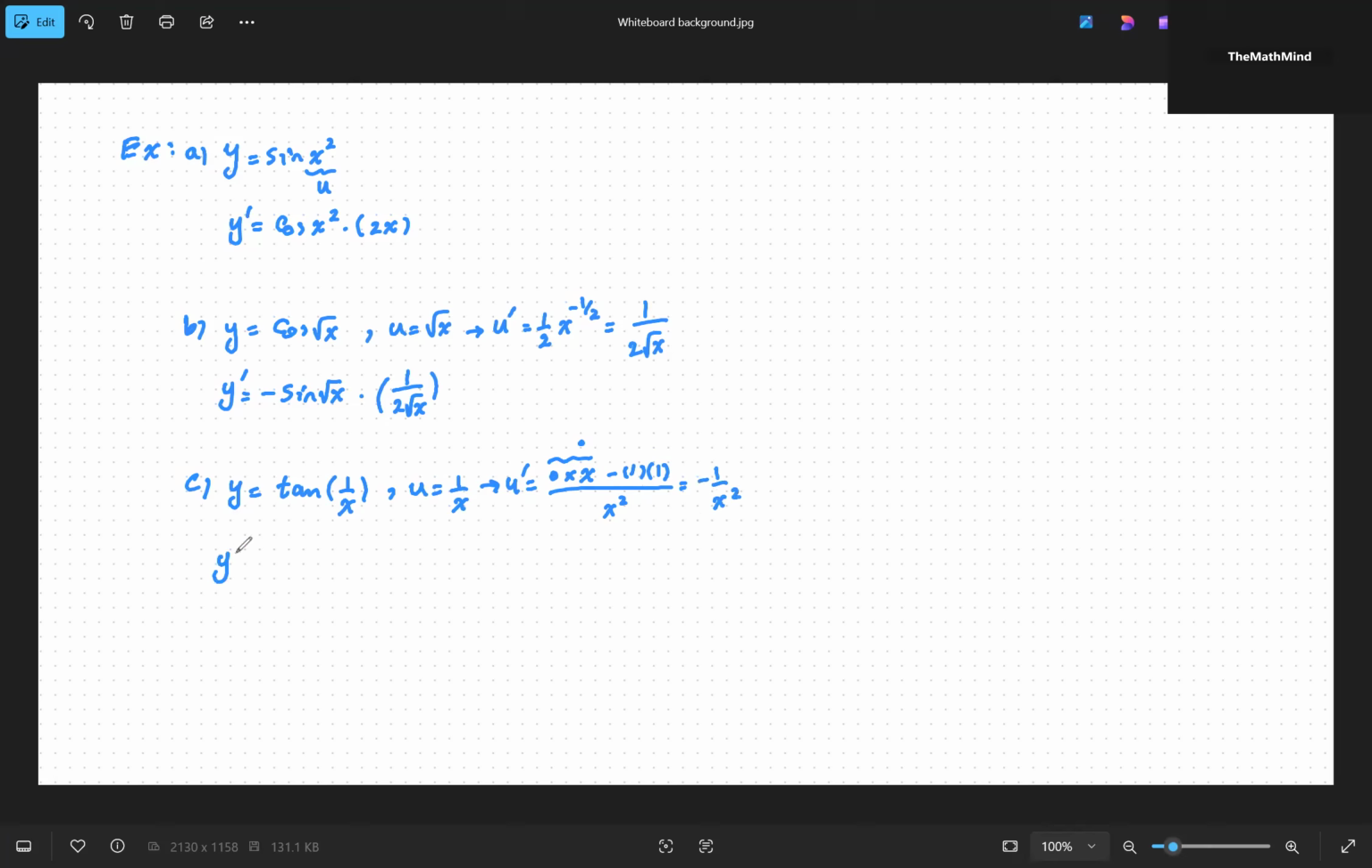So now we're using the formula for tan u. y prime is going to be 1 plus tan squared u times u prime. Or instead of 1 plus tan squared, we can use secant squared u times u prime.